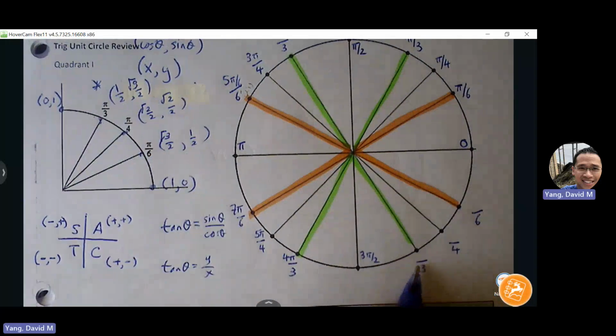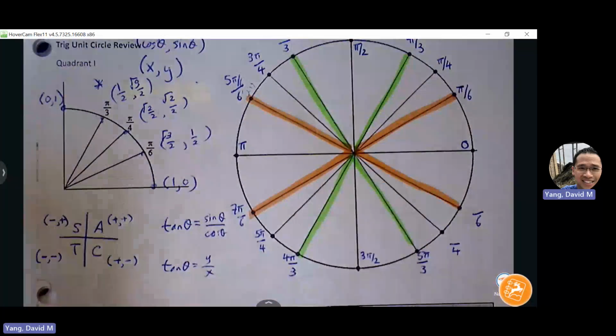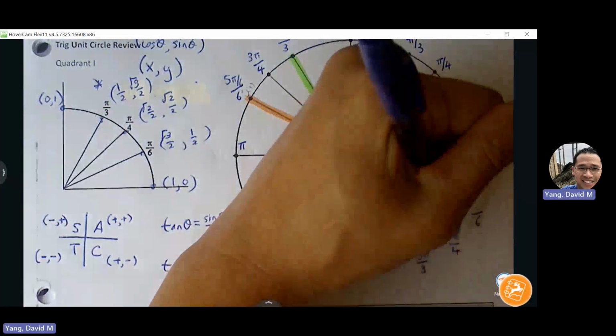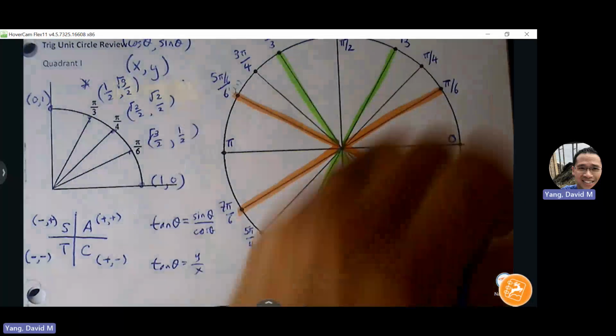And in the fourth quadrant, the numerator is going to be double the denominator minus 1. So 3 times 2 is 6. 6 minus 1 is 5. 4 times 2 is 8. 8 minus 1 is 7. 6 times 2 is 12. 12 minus 1 is 11.